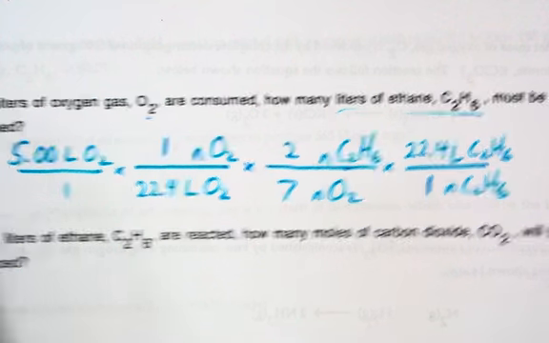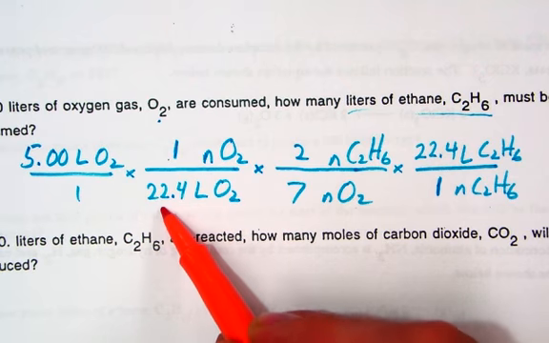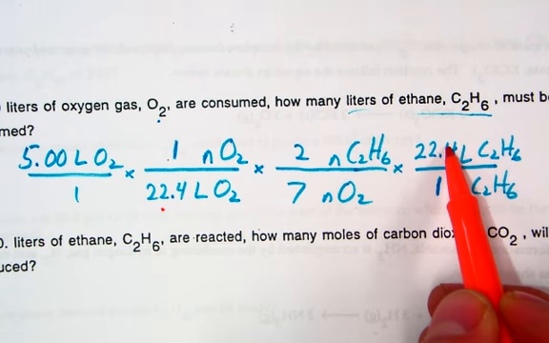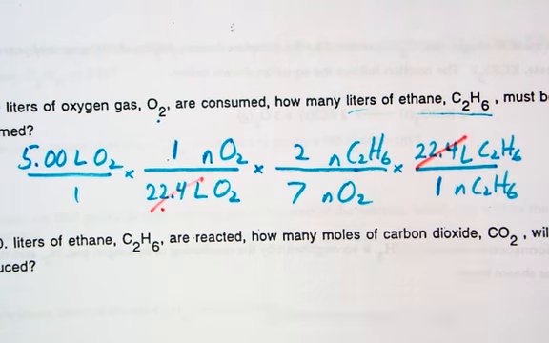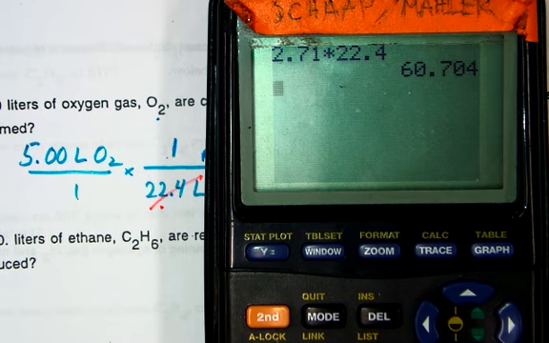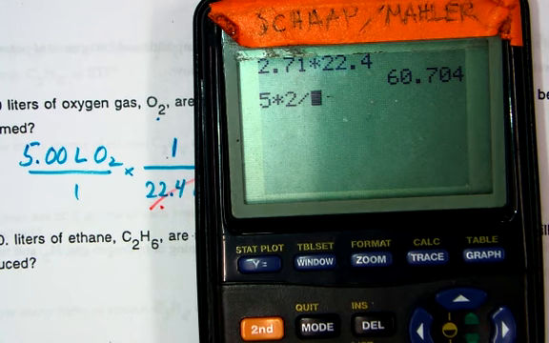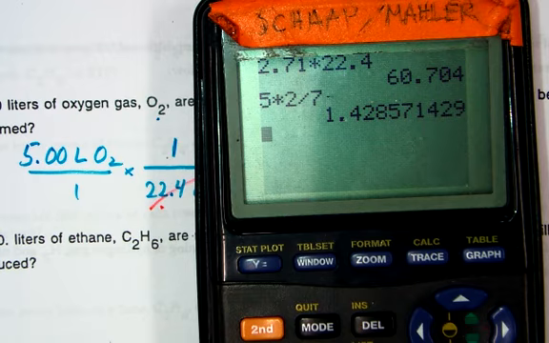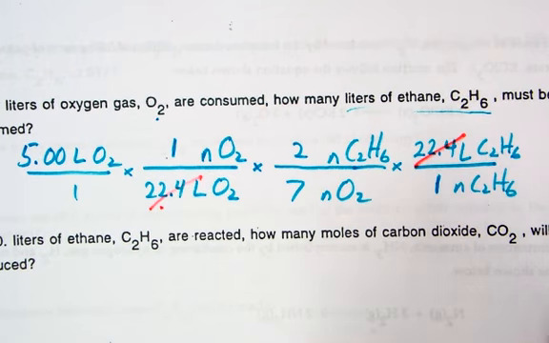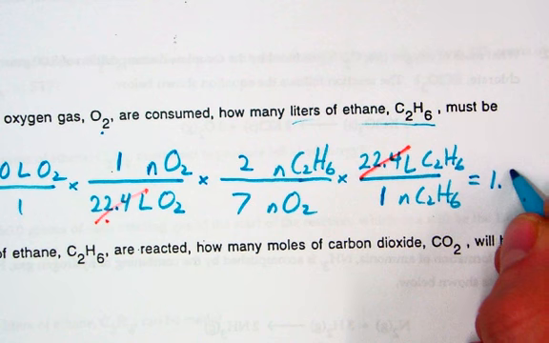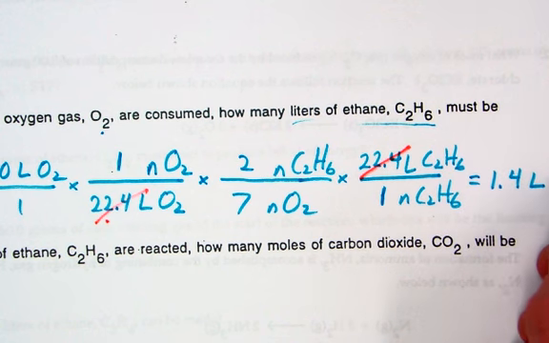For those of you that are real strong in math, you realize that if you're dividing by 22.4 and you're also multiplying by 22.4, they cancel each other out. So there's really no need to go ahead and calculate dividing and multiplying by 22.4. So a little trick on the calculator. If I bring this in, so you can see you're going to do 5 times 2 divided by 7. And so you should wind up with 1.4 liters of C2H6.